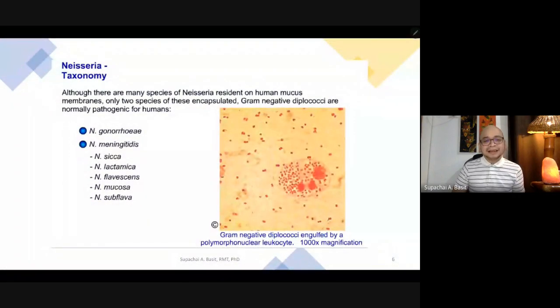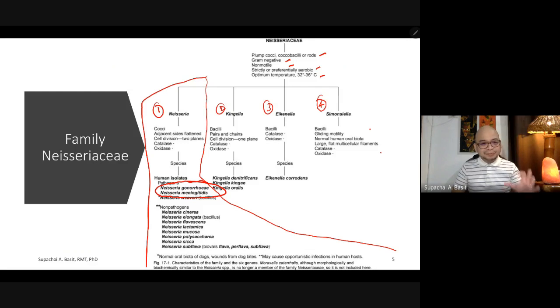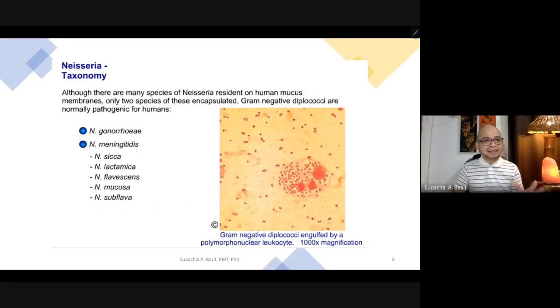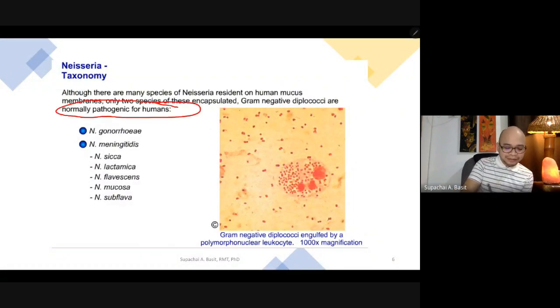As you can see a while ago, there are many species of Neisseria. Although they can reside in our mucous membranes, only two are medically important. Only two species of these are encapsulated, gram-negative diplococci, normally pathogenic for humans. This is Neisseria gonorrhoeae, common name gonococci, and Neisseria meningitidis, common name meningococci.